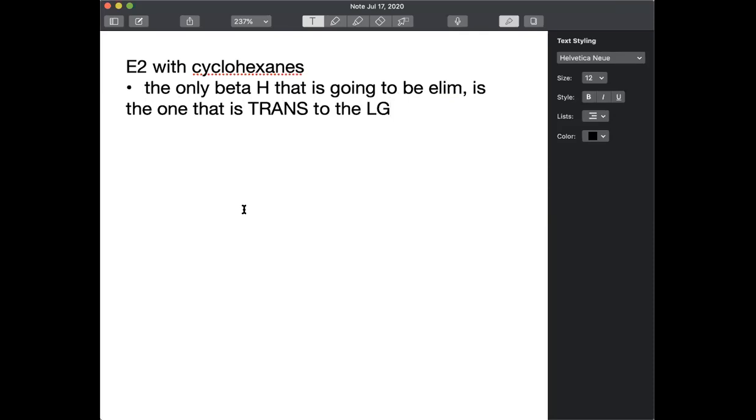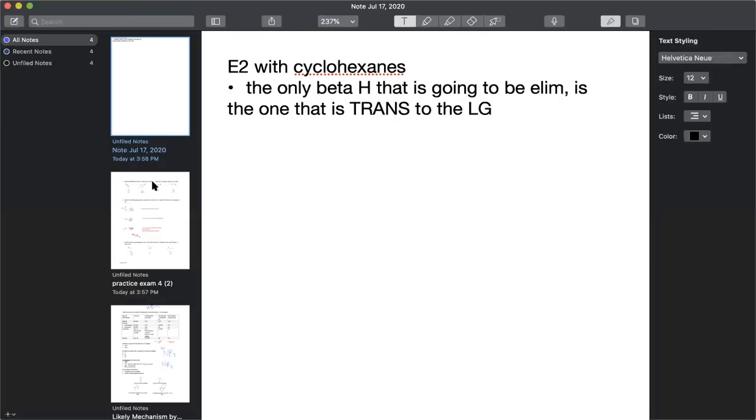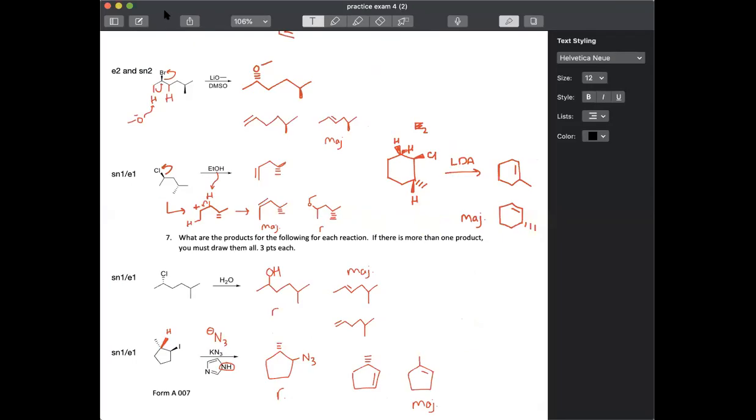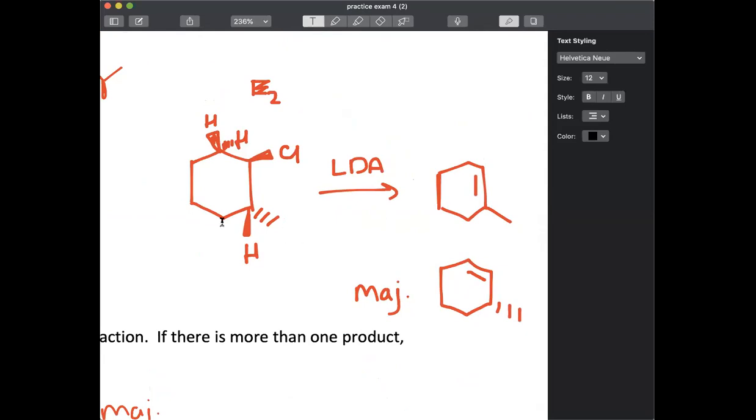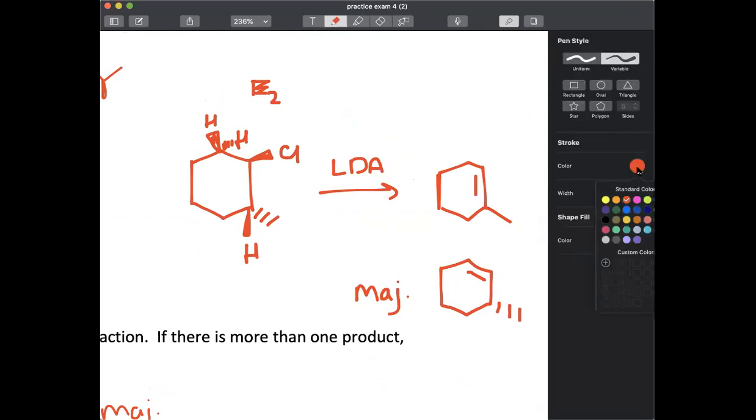So if I go back, I hope everyone got this down. If I go back to the other sheets, the only beta hydrogen that I can eliminate in this question is this one. So what does that mean? This is the only product that is capable of forming. This will not form. Because why? Because this is not trans to the leaving group. So this is where the Zaitsev rule would not apply. So make sure you're aware of that. Questions?